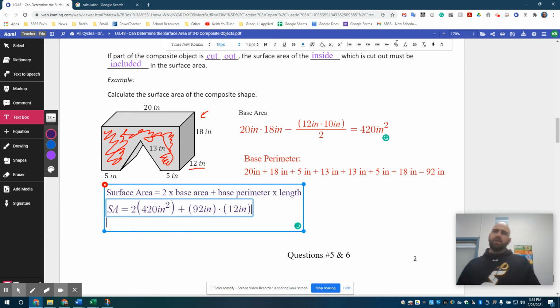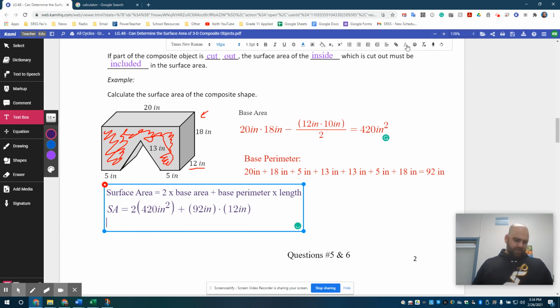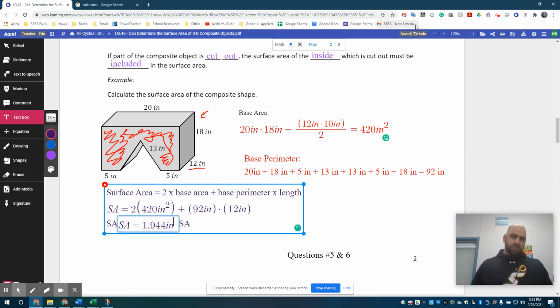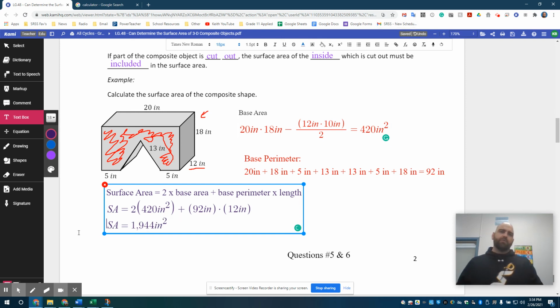And when we do those calculations, we're going to get that our surface area, 2 times 420 plus 92 times 12, is 1,944 inches squared. There you go. Surface area is 1,944 inches squared.